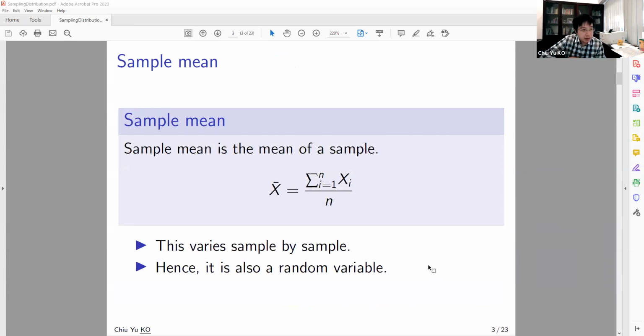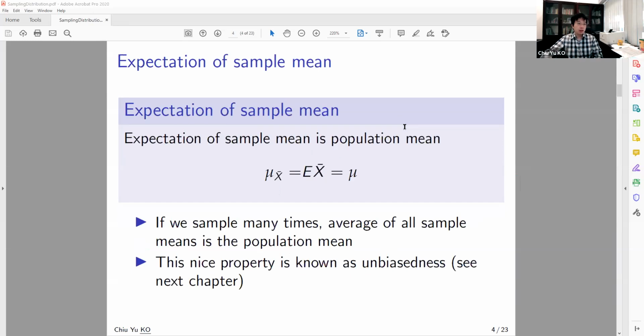So the sample mean is the mean of the sample, or the arithmetic average, right? It's the mean of the average. And it turns out the mean of the sample mean is the population mean, right? This is unbiasedness, which we will talk about very soon.